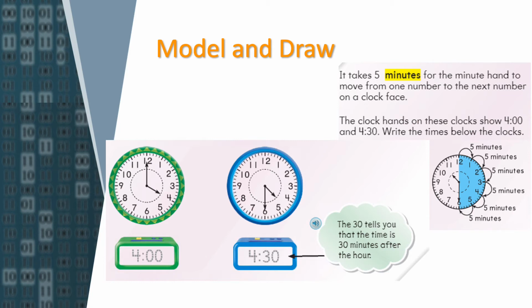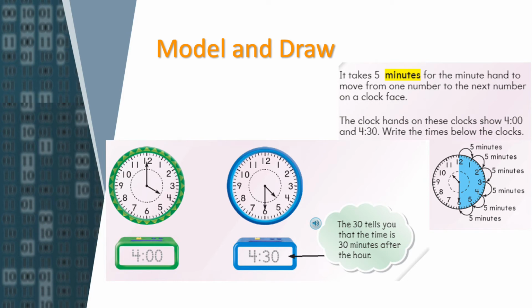The hour hand is pointing at 4 and the minute hand is pointing at 12. So the time is 4 o'clock. In the second one, the blue clock, you will see that it is between 4 and 5.